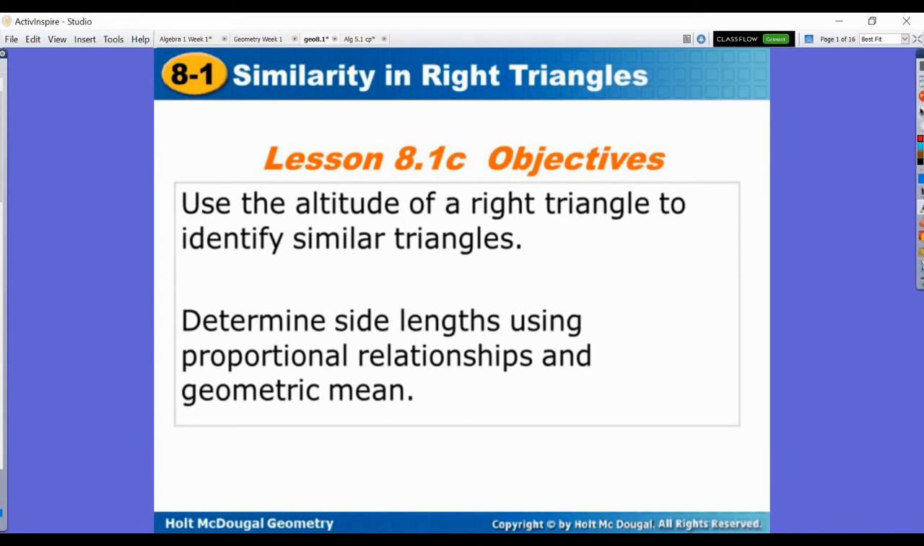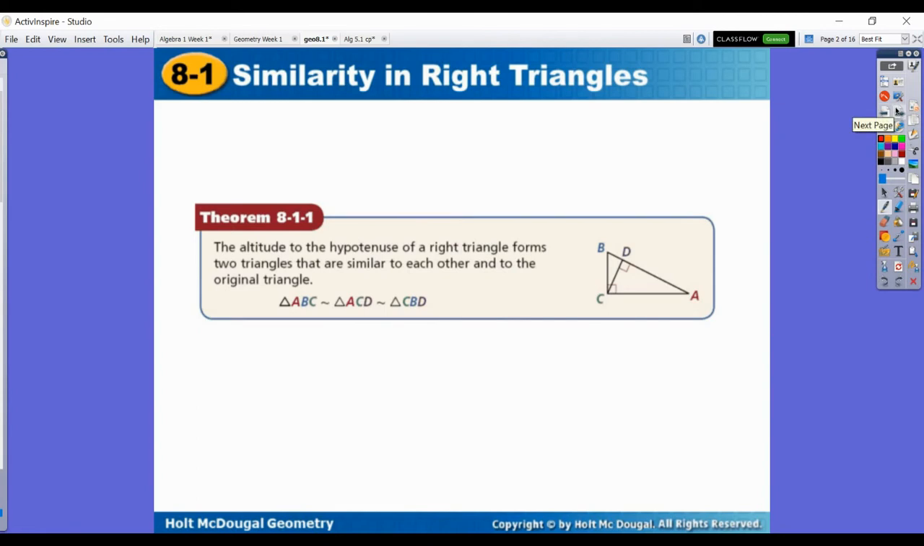Okay, so let's take a look at what we got first. Okay, here is theorem 8-1-1. That theorem doesn't really technically have a name, so we're going to be calling it that. All right, and here's what that theorem says.